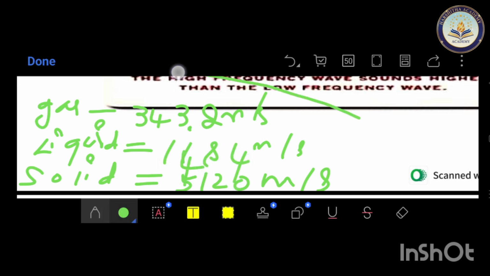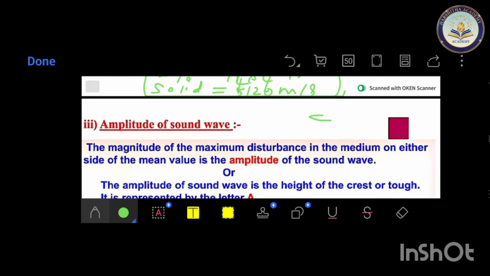1484. These are the speeds of media. Speed of sound in different media. It is important, guys, to make a note of this. And next, measuring loudness: the amplitude of a sound.